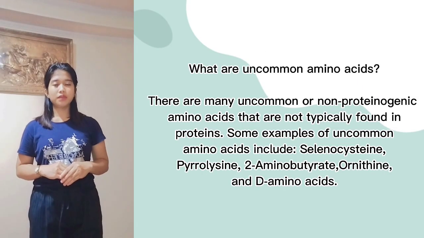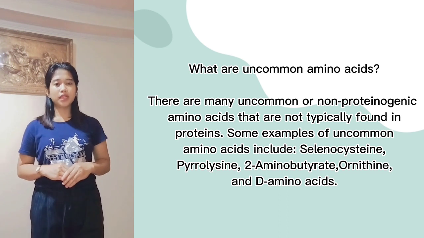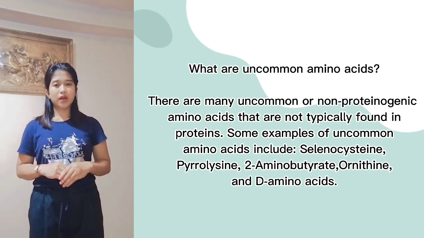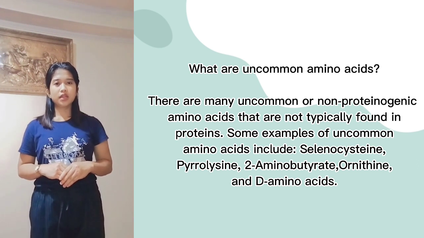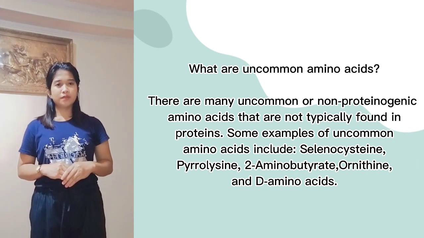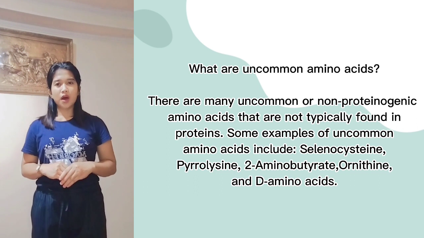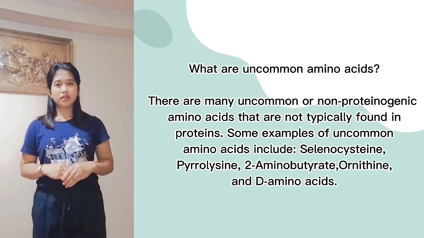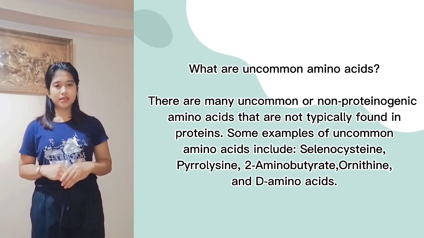What are uncommon amino acids? There are many uncommon or non-proteinogenic amino acids. They are not typically found in protein. Some examples of uncommon amino acids include selenocysteine, pyrrolysine, 2-aminobutyrate, arginine, and D-amino acids.